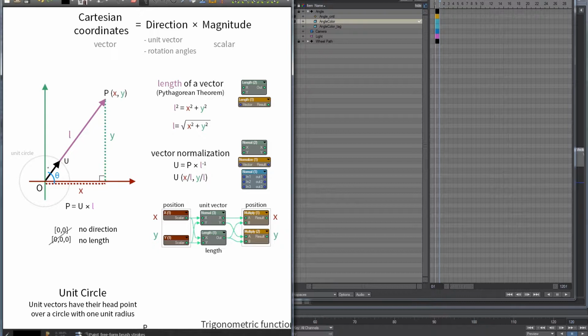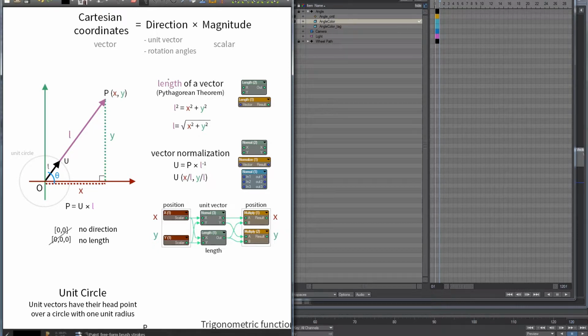One is the unit vector, basically a vector with length 1 that has the same direction as the vector I'm dealing with. So in this case, I have OP, which is, let's say, my main vector, the vector I'm dealing with, and I have OU, which is a normalized version of it.